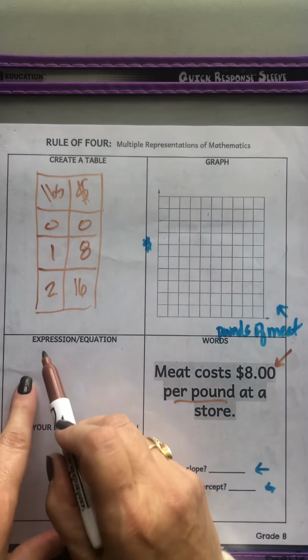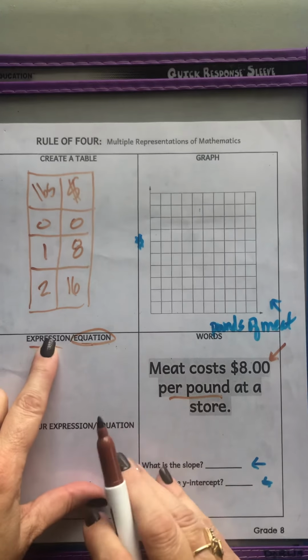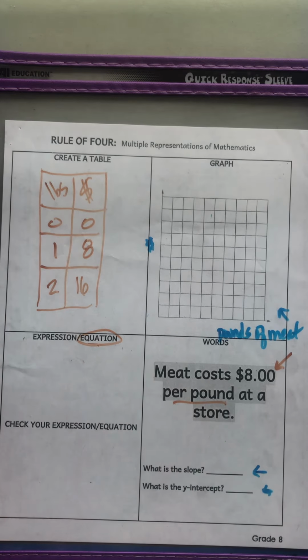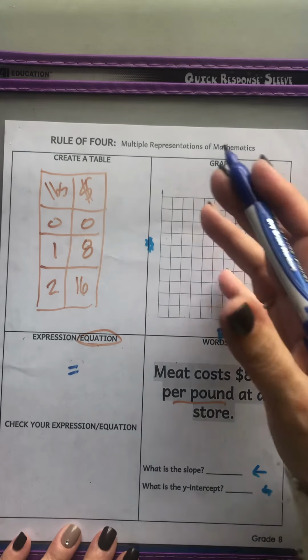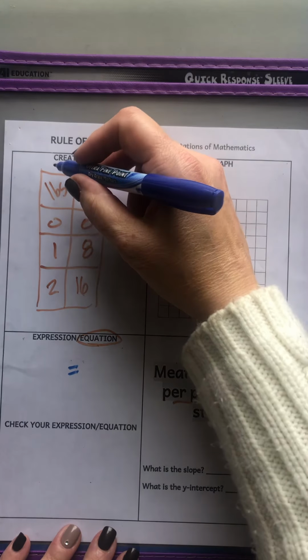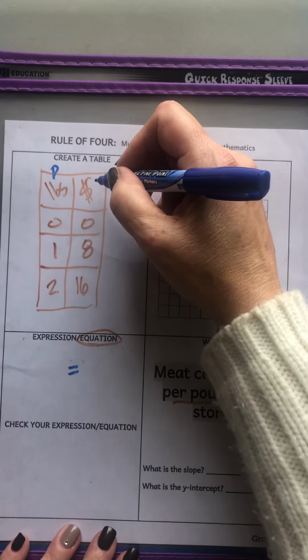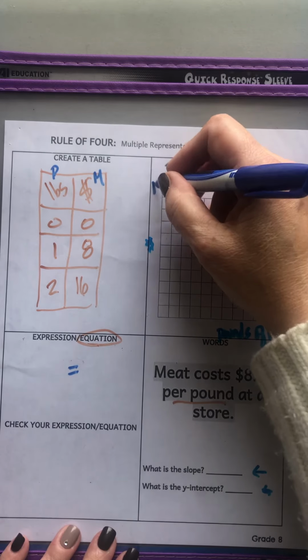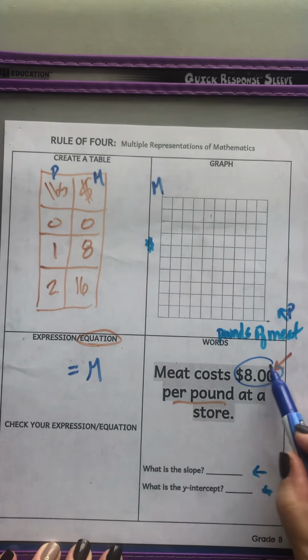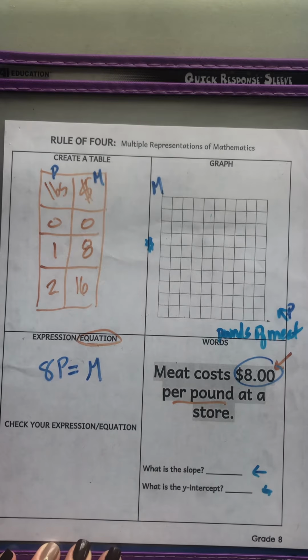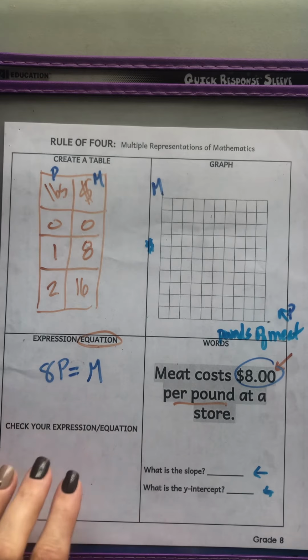And from this, we can create our expression or equation, really is what we're looking at, because we're looking for something with an equal sign. So let's think about what that would be. Okay, so we know we have an equal sign, right? Let's create our axes. We'll use P for pounds and M for money. So it's going to equal the amount of money, right? And what am I doing? I am taking $8 and I'm going to multiply it times how many pounds I have. So here's my equation.